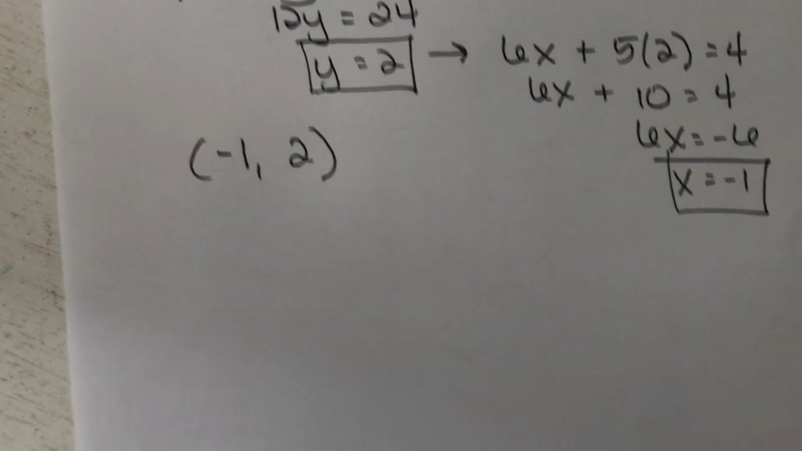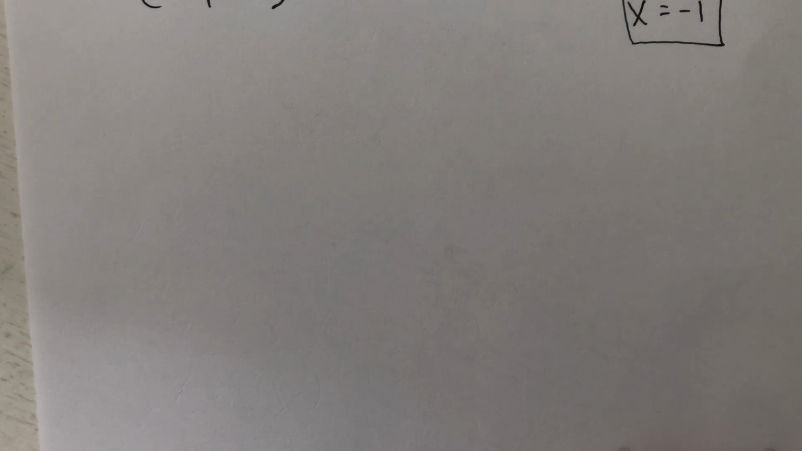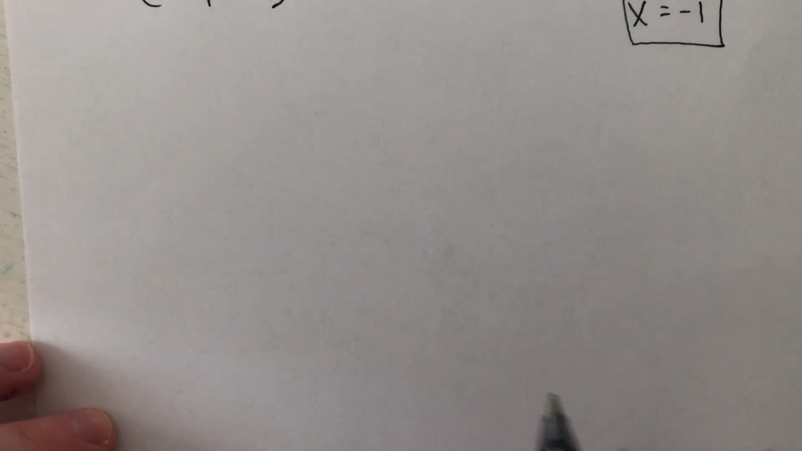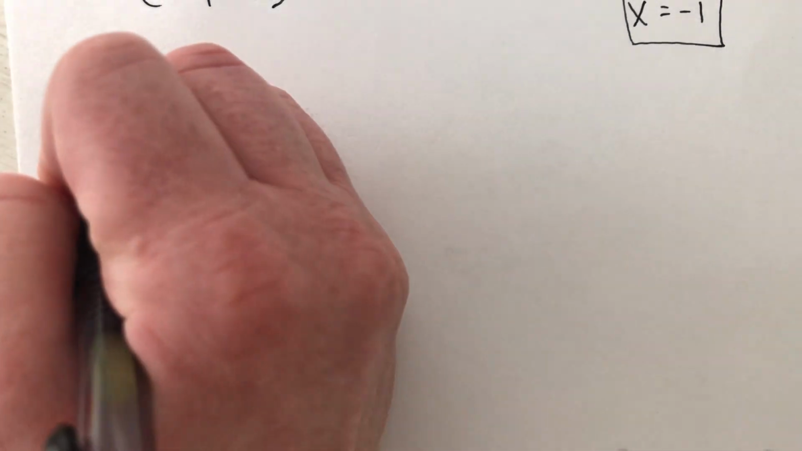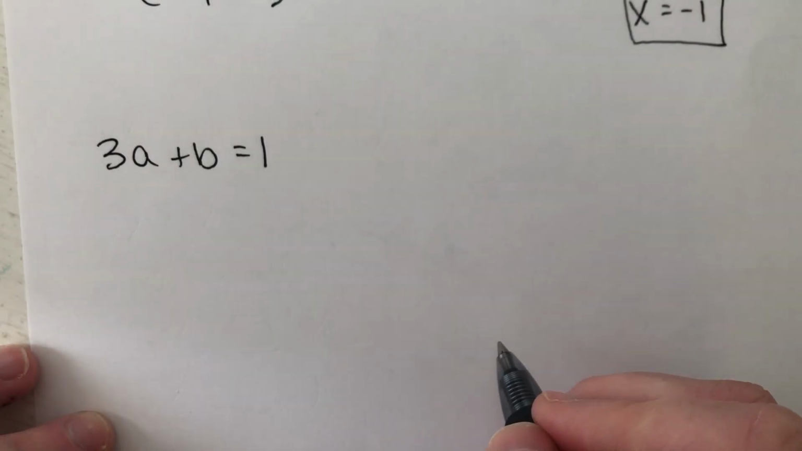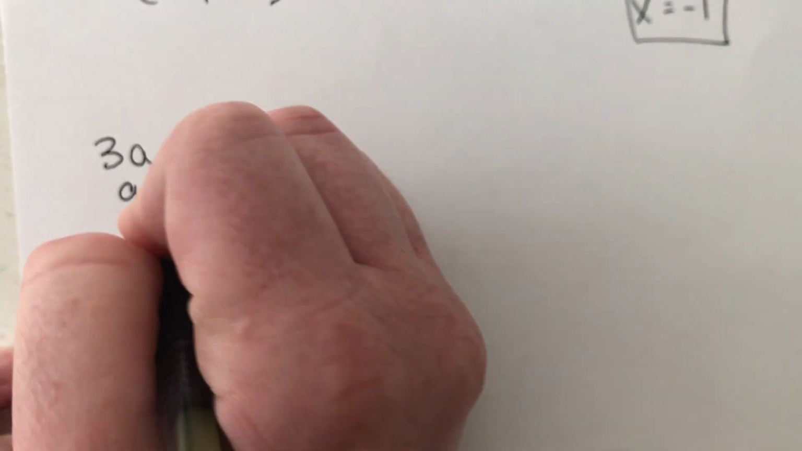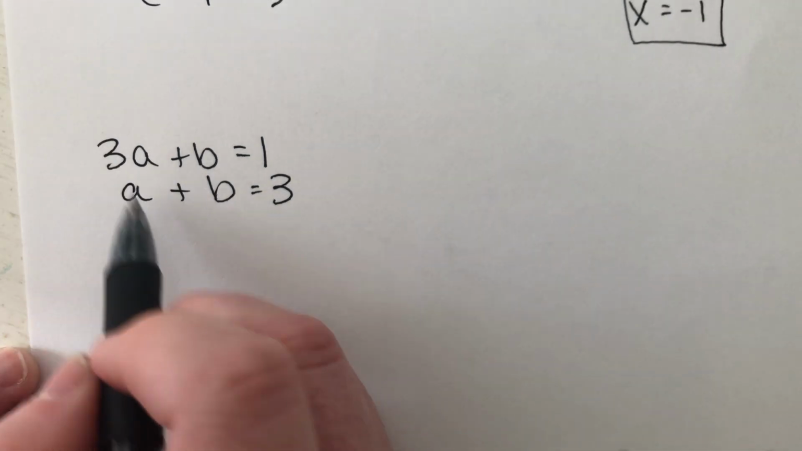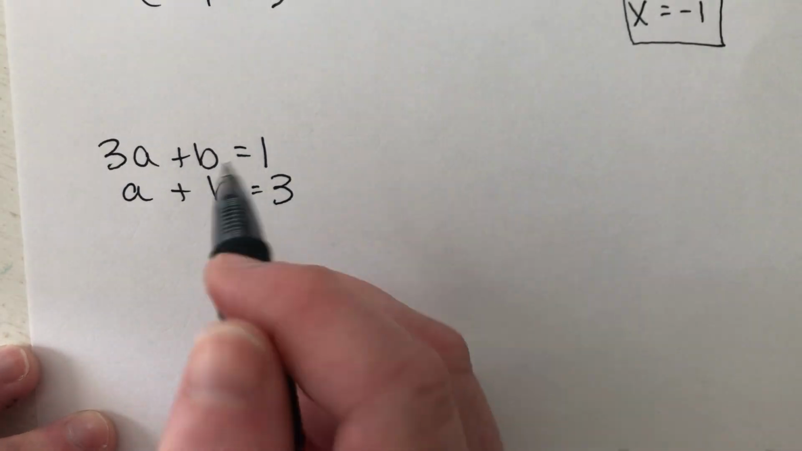Okay, let's do another one like that. Still using elimination, but when the matching coefficients have the same sign, then we subtract. So we're going to use, let's do 3a plus b equals 1, and then a plus b equals 3. Okay, so here, the a's do not match, but the b's do, right?